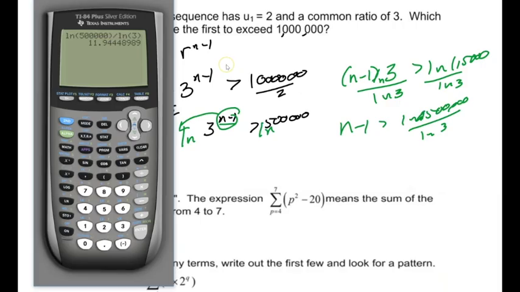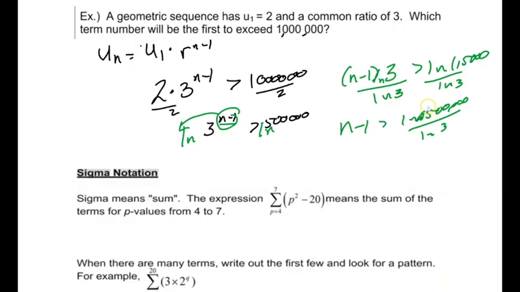You get about 11.94, 3 sig figs for IB, 11.9. n minus 1 is greater than 11.9. Add 1 to both sides. n is greater than 12.9. Now again, you gotta be greater than 12.9, so that means n is gonna be 13, the first term to exceed it. Geometric sequence, arithmetic sequence, we go by whole numbers, so it can't be a decimal. 13 is the first term to exceed a million.